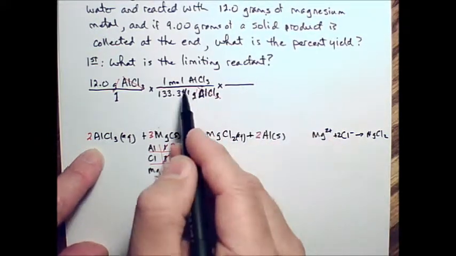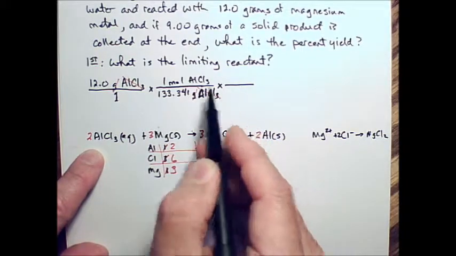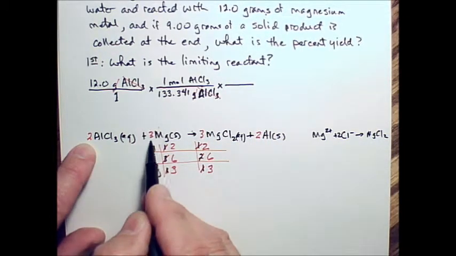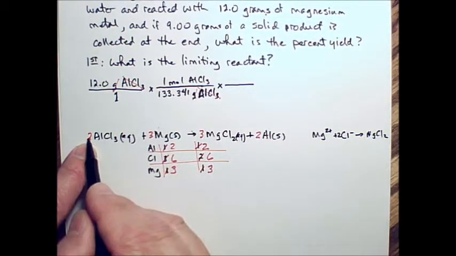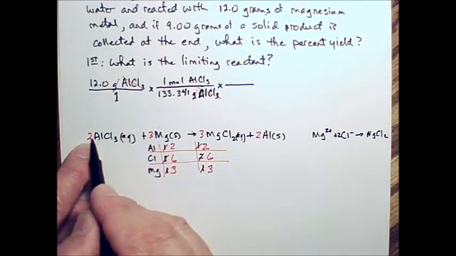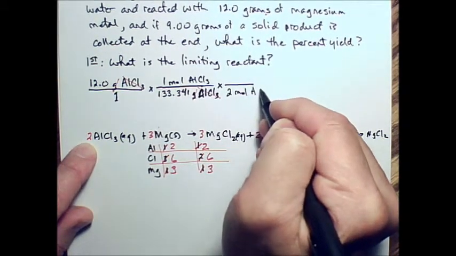By doing that now, I've got what I need to be able to write a molar ratio here. I want to have the same species on the bottom here as I have in the top of this. And I'm going to treat these coefficients like moles, so that for aluminum chloride in the equation there are 2 moles of aluminum chloride. So I'll put 2 moles of aluminum chloride here.